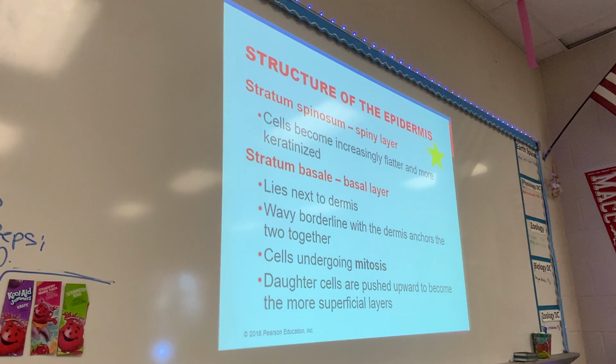Does that make sense? I may not expect you to know all the layers, but I'm going to expect you to know the basics, that the bottom layer, the basal layer, is going through mitosis. And the further away you get from that basal layer, the more dead it's going to be. Okay, I'm going to expect you to know the basics of it. Say that again. The basal layer is going through mitosis, and then as you go up, they get more dead.